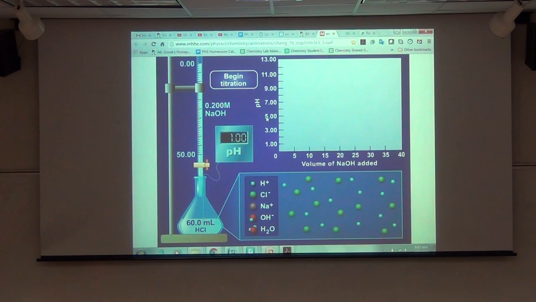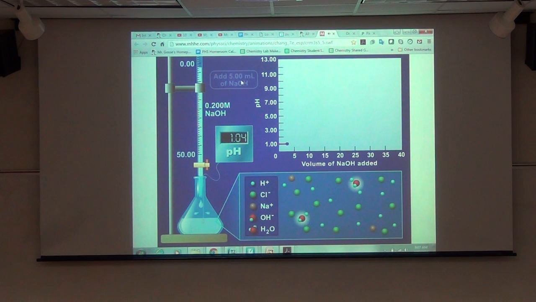So here we go, I'm going to begin the titration. Choose to add NaOH to HCl in 5.00 milliliter increments. Make sure to notice the change in pH and reaction on a molecular scale.